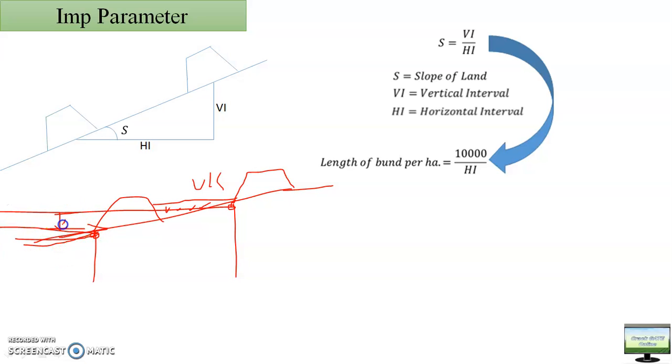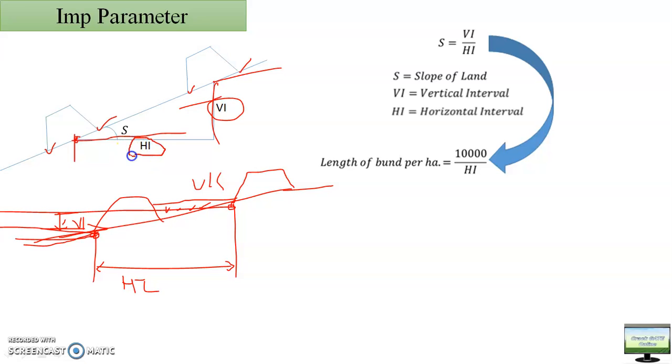This vertical distance between the two points will be known as the vertical interval, and the horizontal distance between these two will be known as the horizontal interval. The same thing you can see here. You can take any corresponding points of these two bunds, these two corresponding points or these two, or any point in between or in the middle. The vertical distance between them will be known as the vertical interval, and the horizontal distance between the two will be known as the horizontal interval.